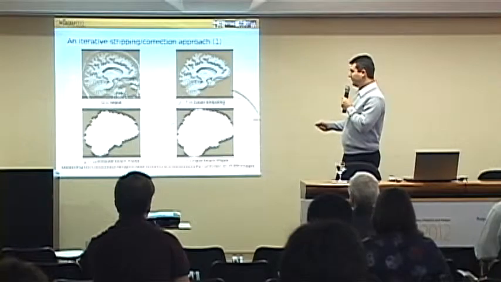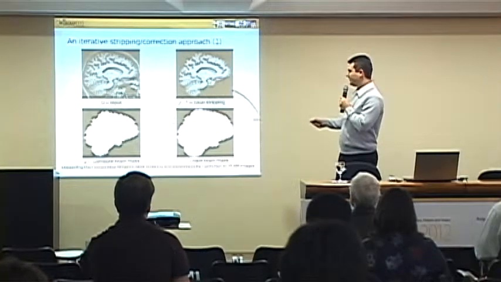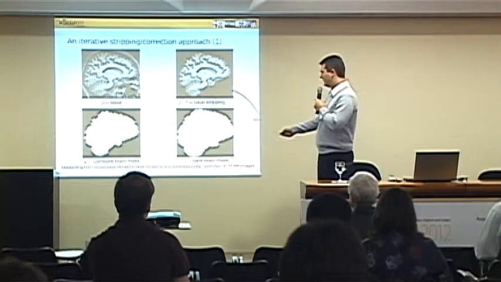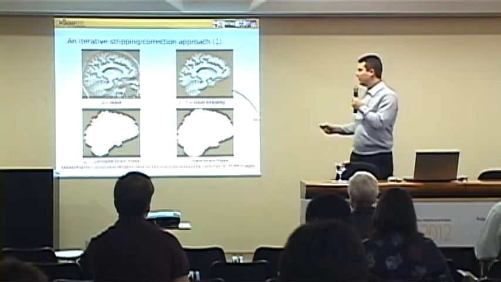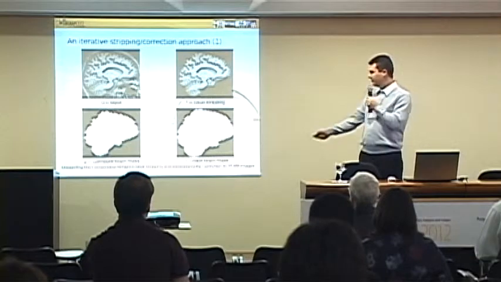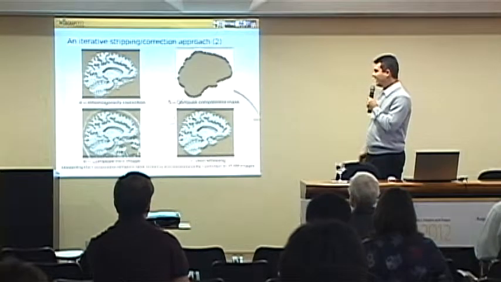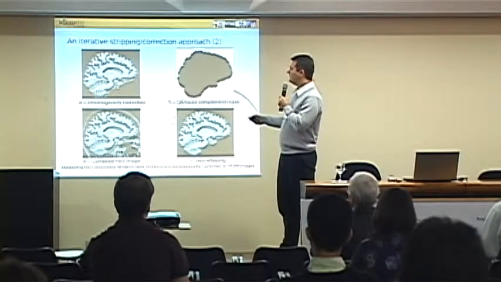Then we compute the brain mask of this segmentation, and we dilate it. Why dilate it? Because we don't want to lose any content of the brain. So we make a dilation of the brain mask and apply inhomogeneity correction over the dilated image.